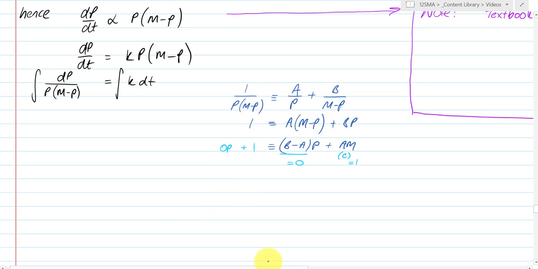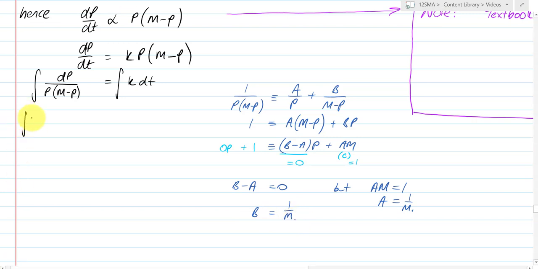So what I'm going to get is b minus a equals 0, but am equals 1, and so therefore a equals 1 over m, and that means that b also equals 1 over m because b equals a. And so we get this. It's going to get a little trickier now.